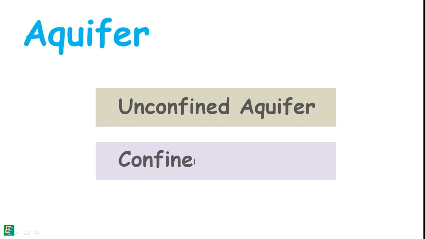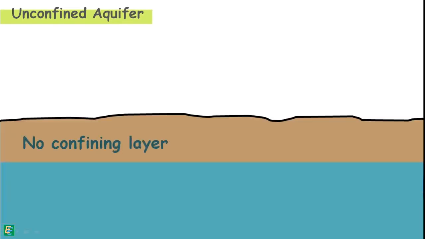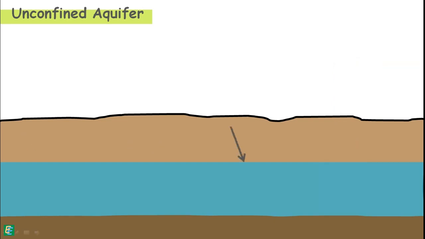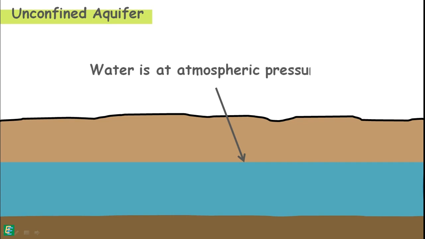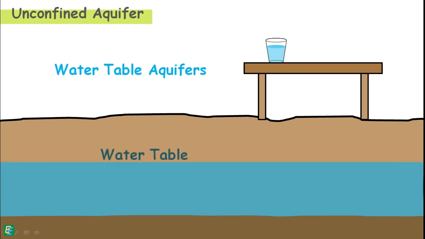In nature, we usually encounter two kinds of aquifers. One is the unconfined aquifer and another one is the confined aquifer. Unconfined aquifer simply means an aquifer that does not have a confining layer between it and the ground surface. Water can flow directly between the surface and the saturated zone of the aquifer. An impervious layer may be present under the aquifer but not above it. The water level in the unconfined aquifer remains at atmospheric pressure. These aquifers are sometimes also called water table aquifers because their upper boundary is the water table.